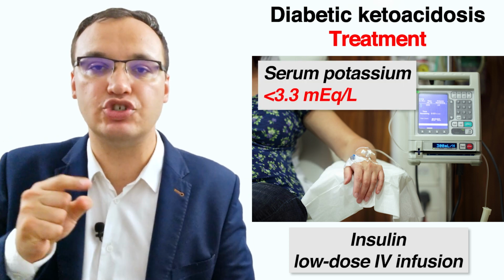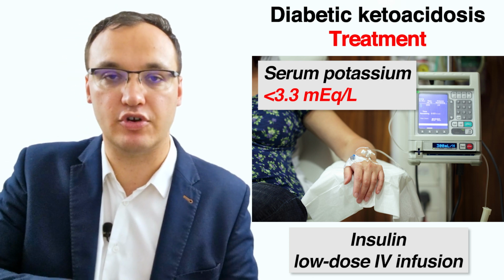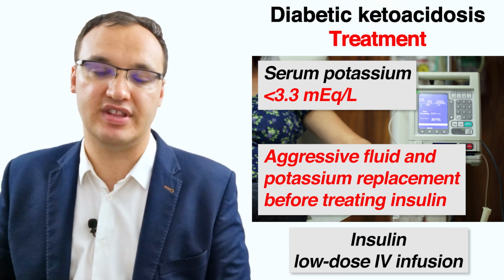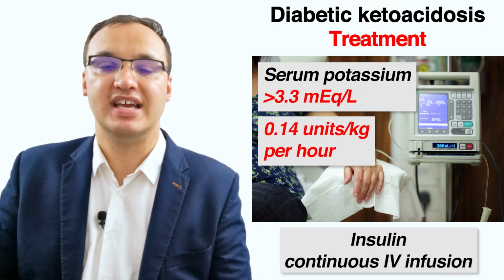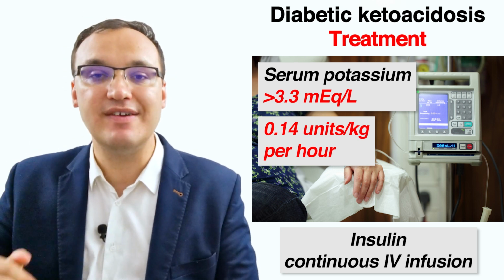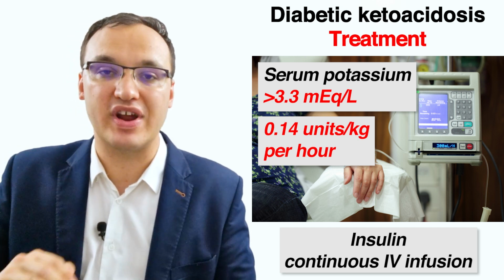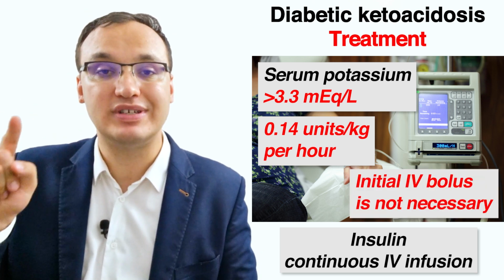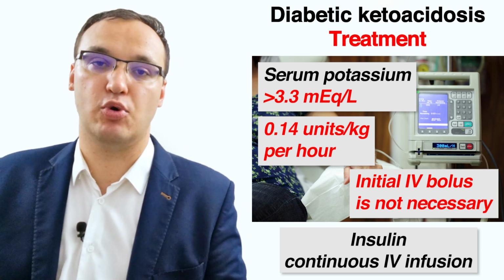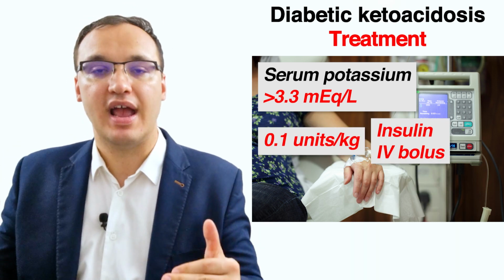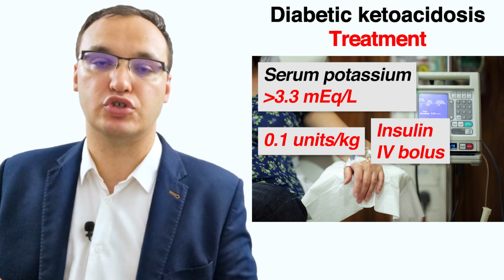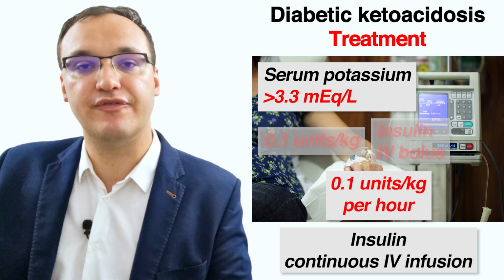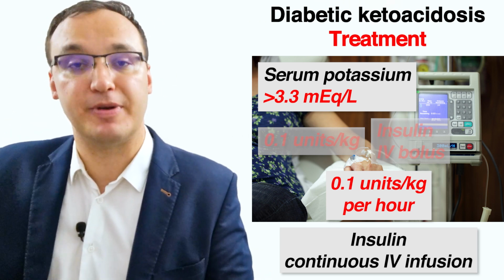However, patients with initial serum potassium below 3.3 millimole per liter should receive aggressive fluid and potassium replacement before we start treating with insulin. So if the serum potassium is more than 3.3 millimole per liter, we give a continuous intravenous infusion of regular insulin at about 0.14 units per kilogram per hour. And note that at this dose, an initial intravenous bolus is not necessary. However, an alternative option is to administer an intravenous bolus of 0.1 units per kilogram body weight of regular insulin, followed by a continuous infusion at a dose of 0.1 units per kilogram per hour.